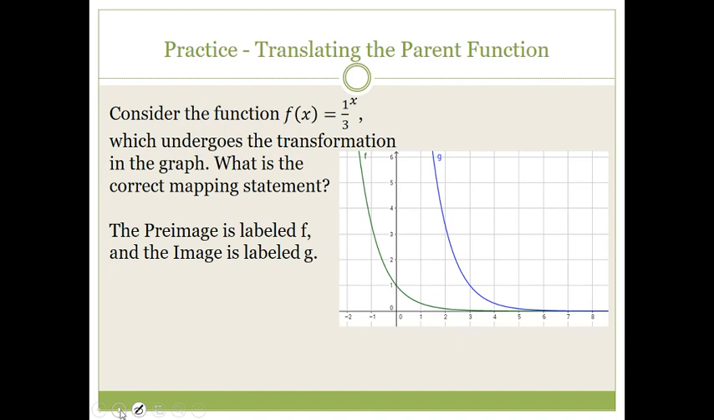All right, let's consider this decay function here. What is the mapping statement that will map f to g? That's right. f of x is mapped to f of the quantity x minus 3 because we shifted it to the right 3. 1, 2, 3.